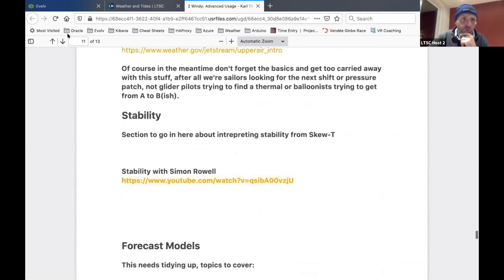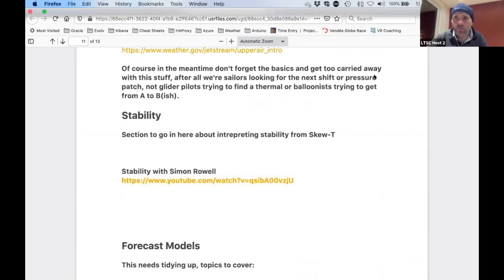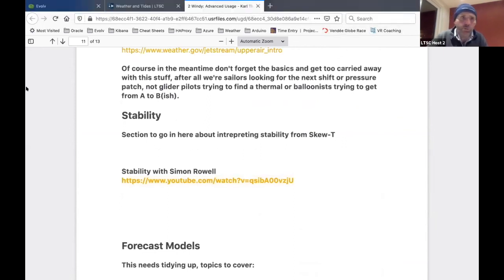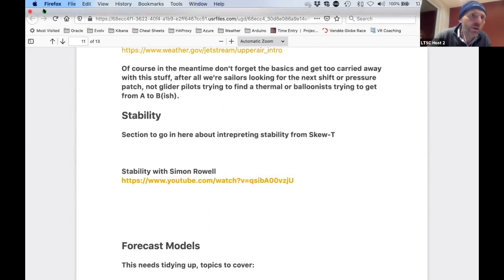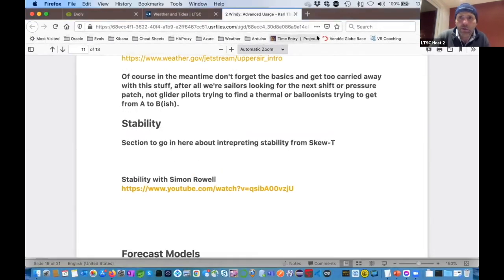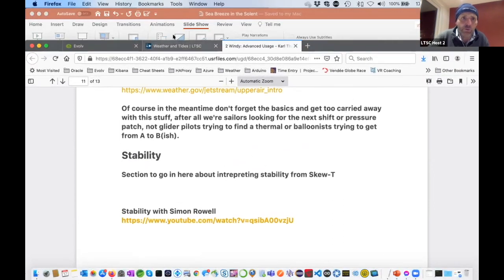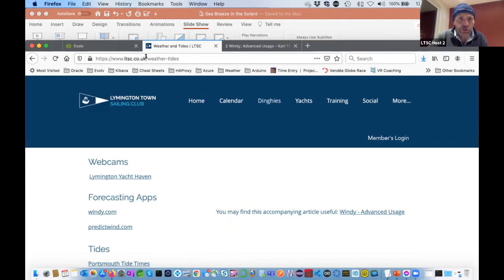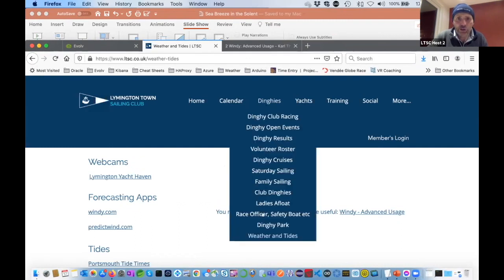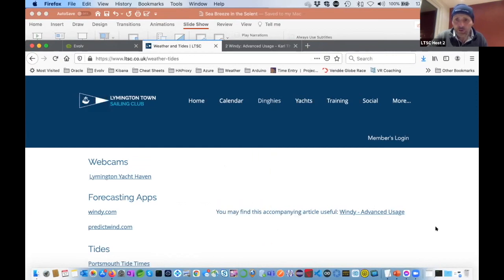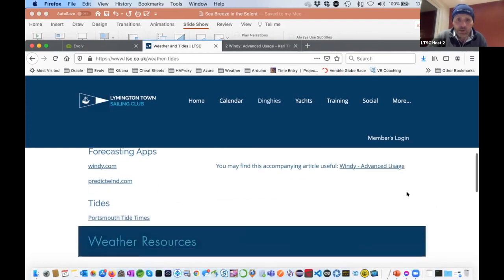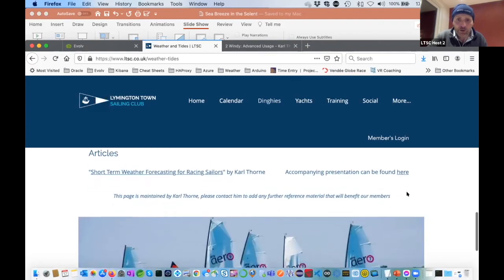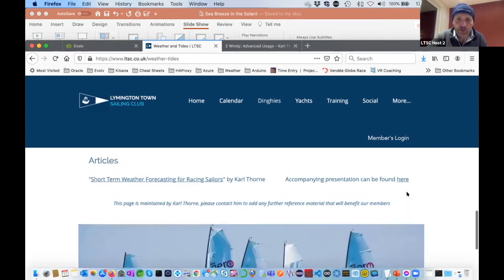Okay, sorry, my toolbar is blocked. Just hang on a minute. If I minimize that a bit, that might help. So just to go back to where we found all that: ltsc.co.uk. If you can remember, it's weather and tides, or it's dinghies, weather and tides. And the advanced article on the Windy piece was there, Windy Advanced Usage. And that presentation we gave the other night on the basic forecasting could be found here.